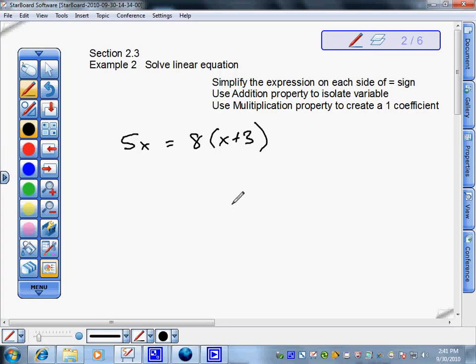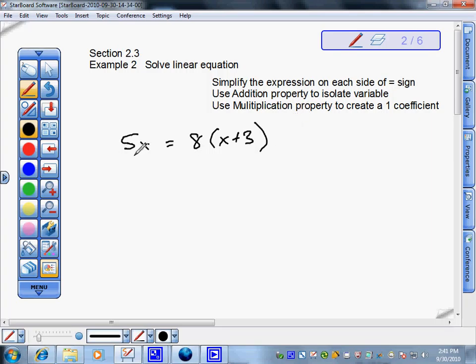Again, we're trying to solve a linear equation, and we're going to approach it all the same. The numbers might change a little bit, it might get more complicated, but it's as simple as: simplify each side of the equal sign, use addition, use multiplication, and we're done.